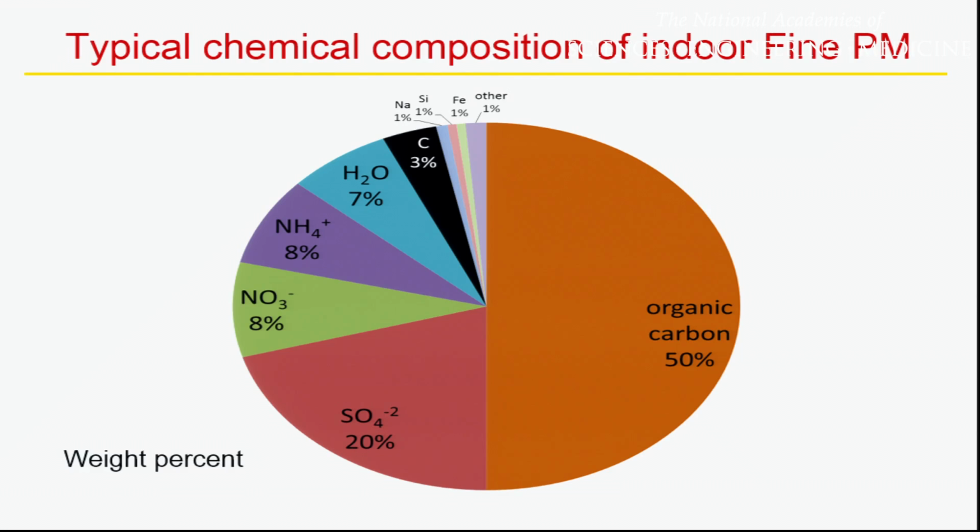This pie chart shows the chemical composition of typical indoor fine PM. It's about 50% by weight organic carbon. Elemental carbon is just a very small piece of this pie, about 3%. Nitrate and sulfate together account for roughly 30% of the pie, and the counterions are ammonium and the hydronium ion. I'll speak about the water content separately in a moment. The water content is quite variable. About 1% of the pie, as I've drawn it here, I've labeled iron.